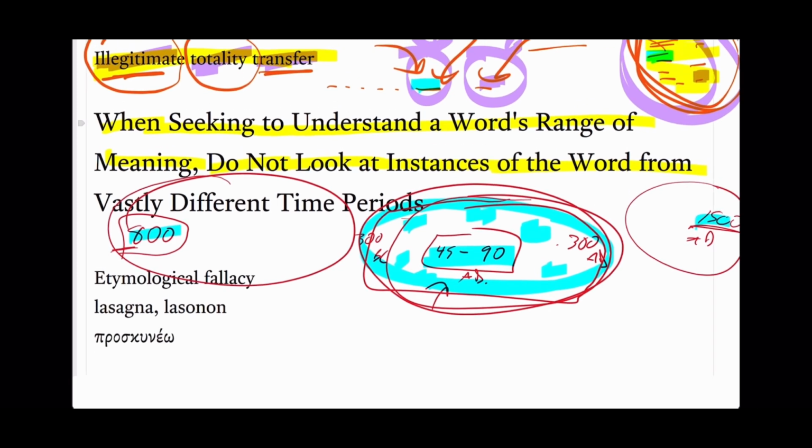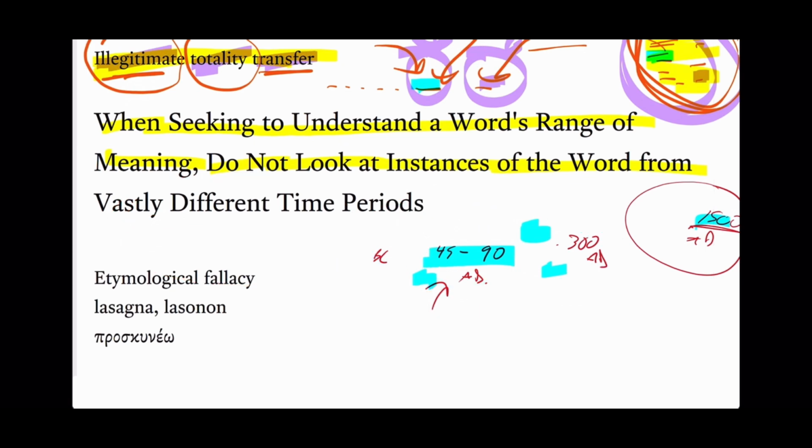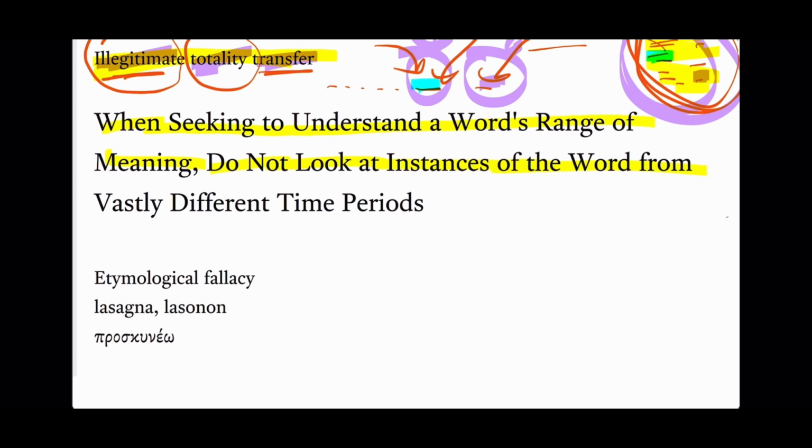And so one of the dangers related to this injunction that I'm giving you is something called the etymological fallacy. The etymological fallacy is the fallacy, the wrong belief, that by looking at the etymology, the historical origins of a word, you really understand more deeply what it means.